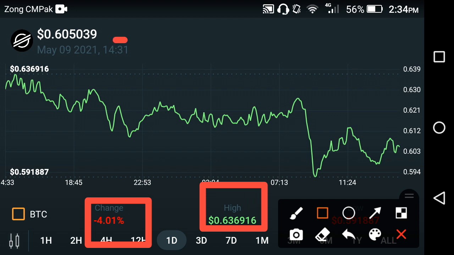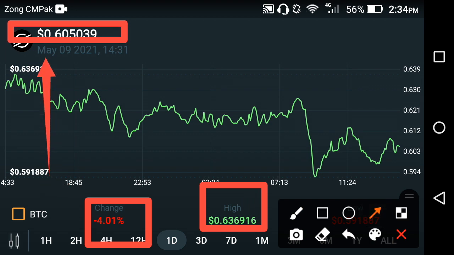And if you look at the price of Stellar XLM at this time, the live price in the market, as you can see here, is 0.605039 USD. This is the current live price of the XLM in the market, friends.